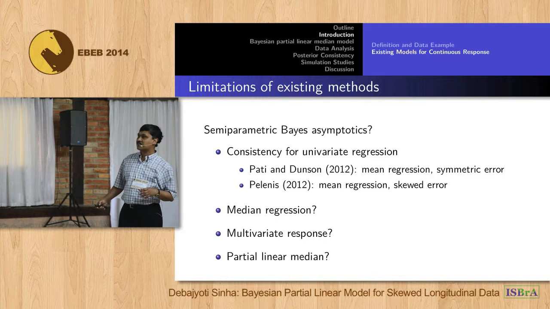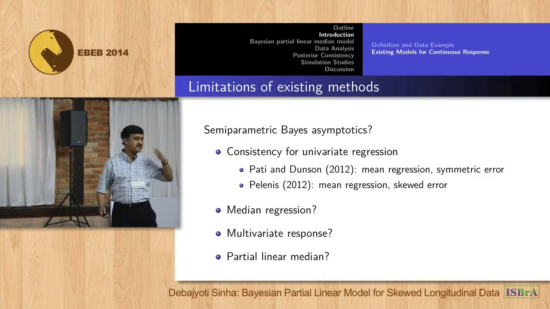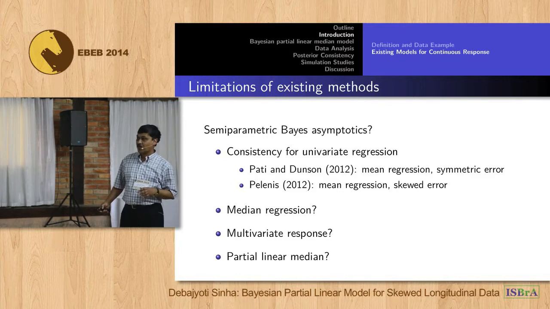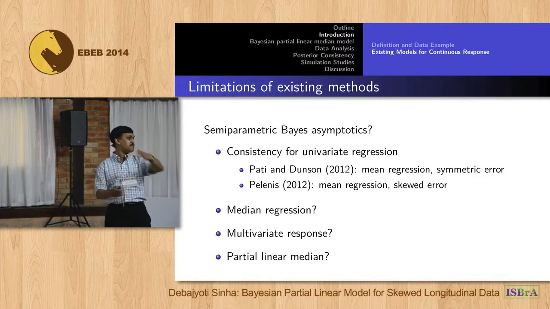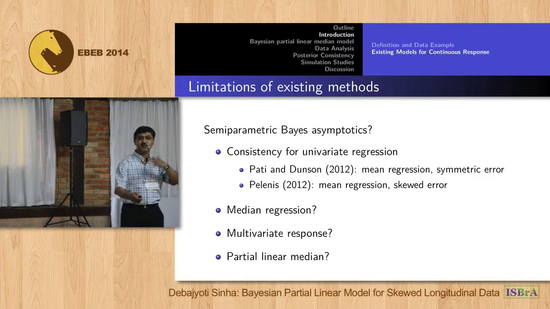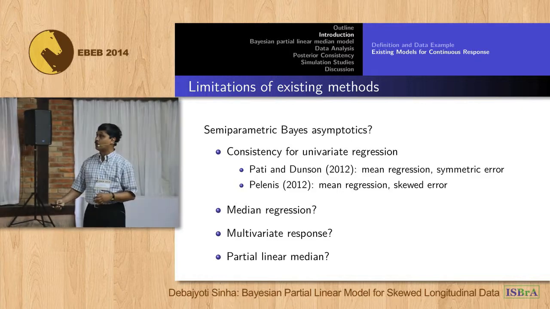And none of these things actually deal with multivariate response or longitudinal response. That's a type of multivariate response. And of course, partial linear model, none of them has this. So those are the things which are missing. I'm just trying to give you an idea about what things are missing, so that you can get an idea about what we need to do.